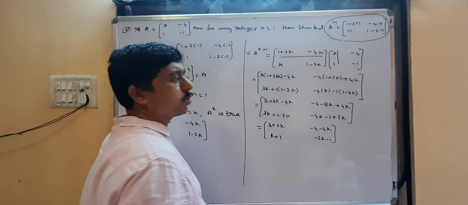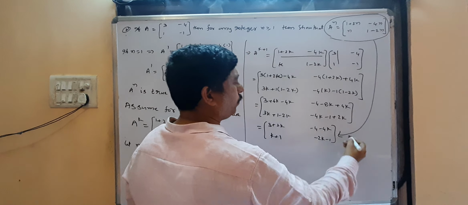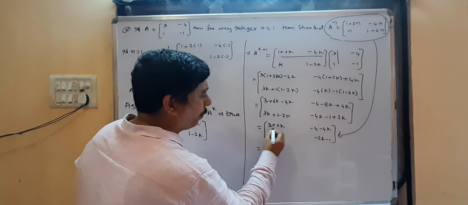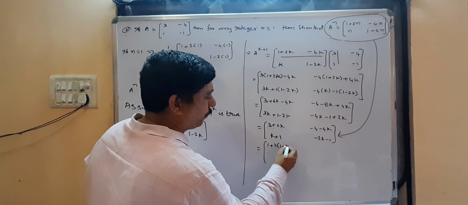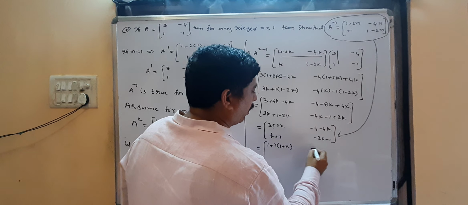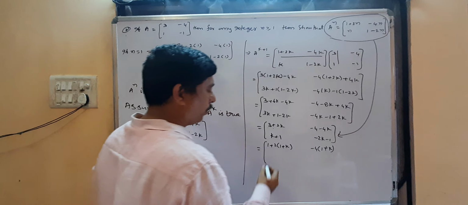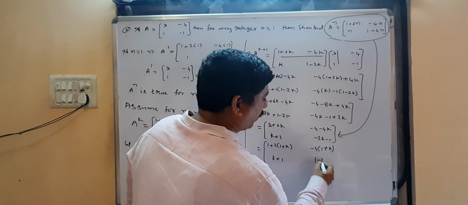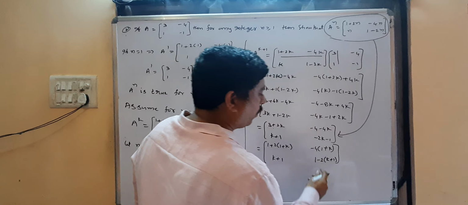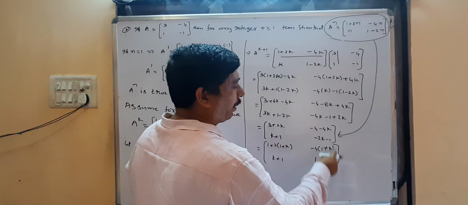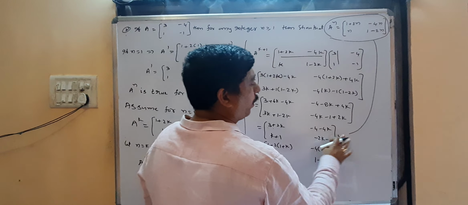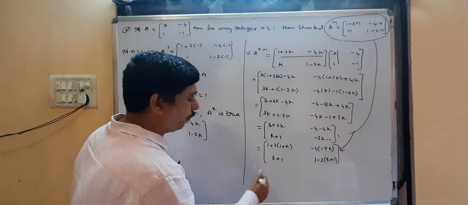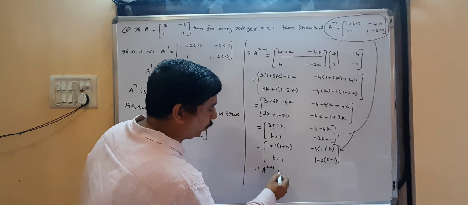So in place of n you have k plus 1. This can be written as 1 plus 2 common 1 plus k, and minus 4 common 1 plus k. Adding and subtracting the 1, then we get 1 minus 2 times k plus 1, that is minus 2k minus 2, 1 minus 2 is minus 1. So in place of n you have k plus 1, it is satisfied on the right side. Therefore A power k plus 1 is true.